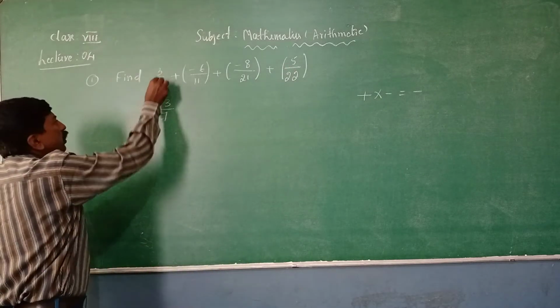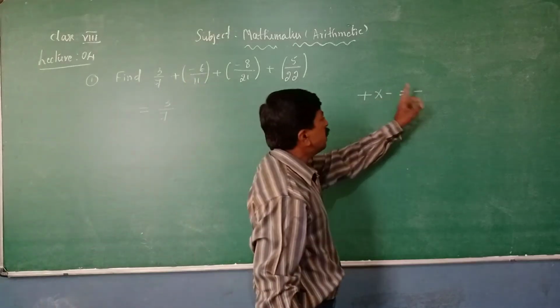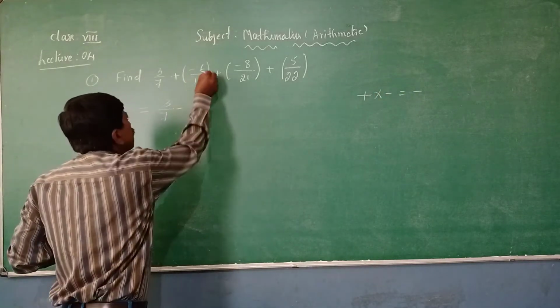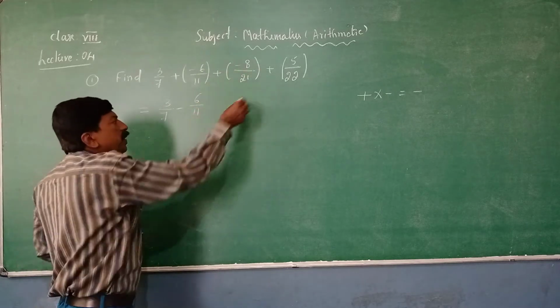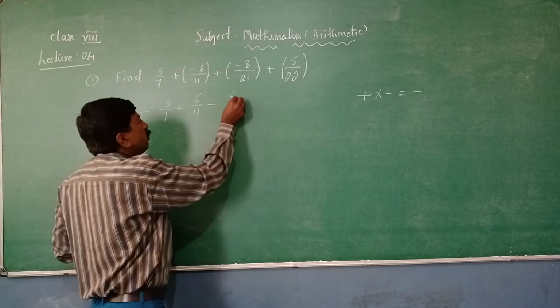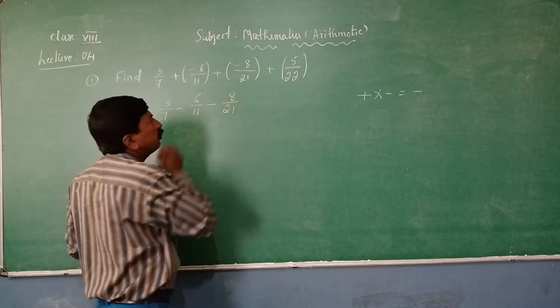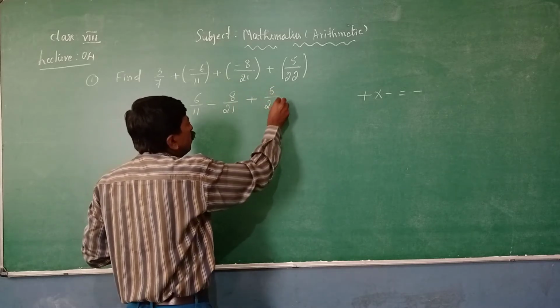So 3 by 7 you can write as it is. Plus of minus means plus into minus is minus, so it is minus 6 by 11. Again plus of minus, that is plus into minus is minus 8 by 21. Again plus 5 by 22.